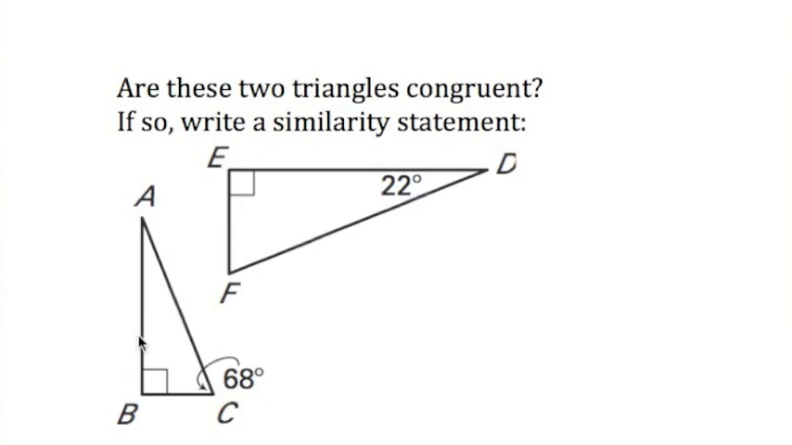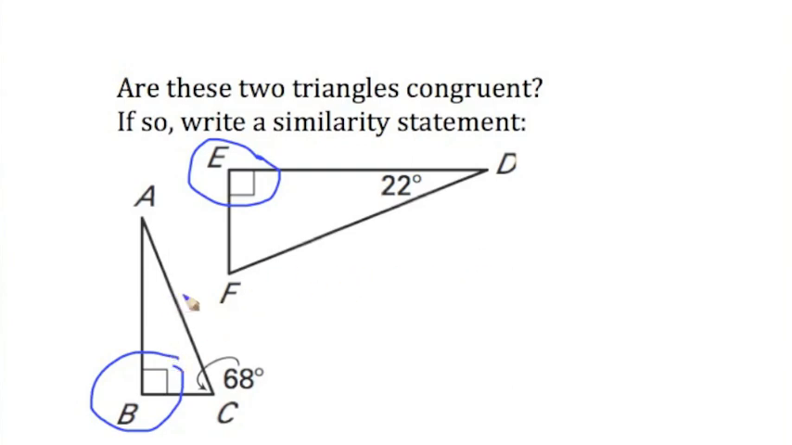You might say, you know what, Mr. Winston, they're not similar because they don't have two matching angles. But here's the deal. They do have two matching angles. Yes, the 90 degrees matches with the 90 degrees. So we have one pair of congruent angles. B and E are congruent. But you might be like, C doesn't match with D. Not the same. Well, here's the deal.